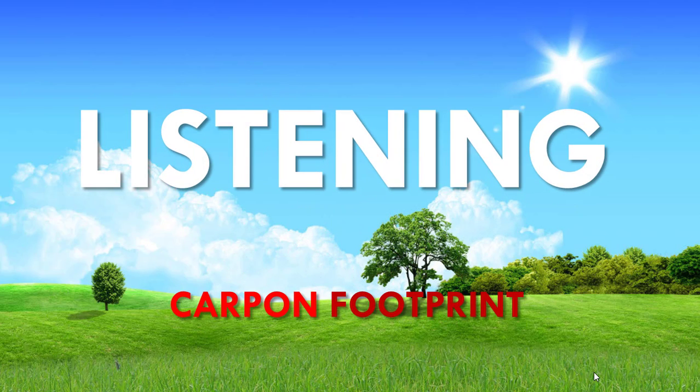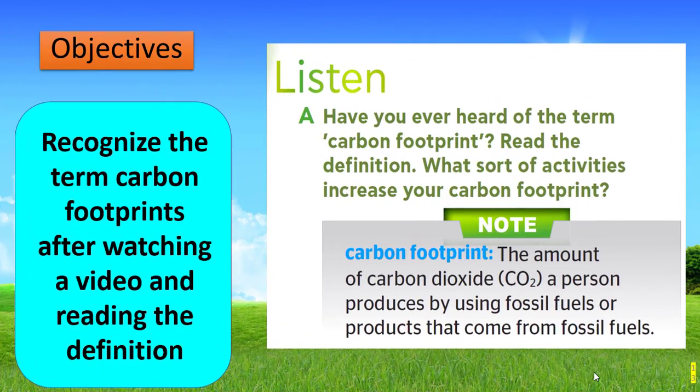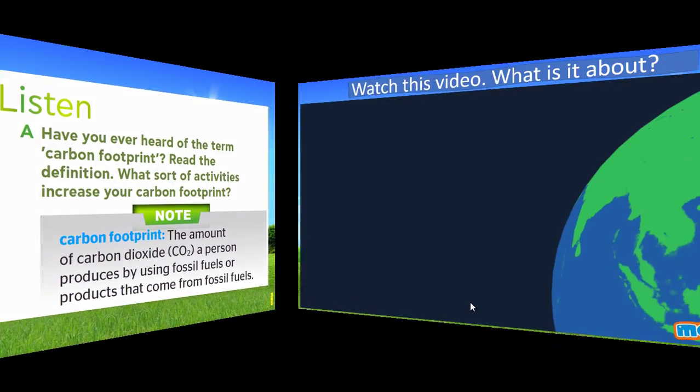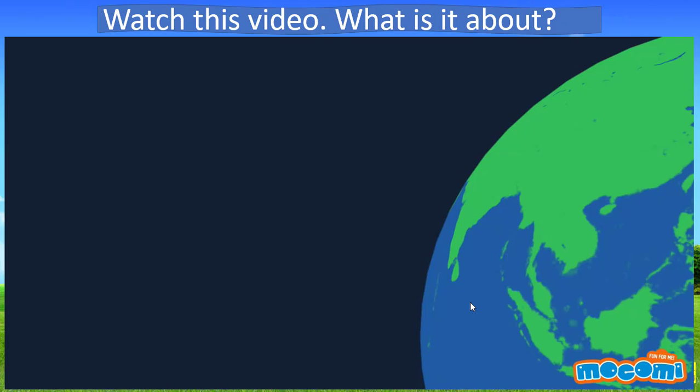Now, let's move to the listening. In this part, we are going to talk about carbon footprint. Let me remind you of the objective. Recognize the term carbon footprint after watching a video and reading the definition. The definition of the carbon footprint is the following. It is the amount of carbon dioxide, CO2, a person produces by using fossil fuels or products that come from fossil fuels. And now, let's watch the video.